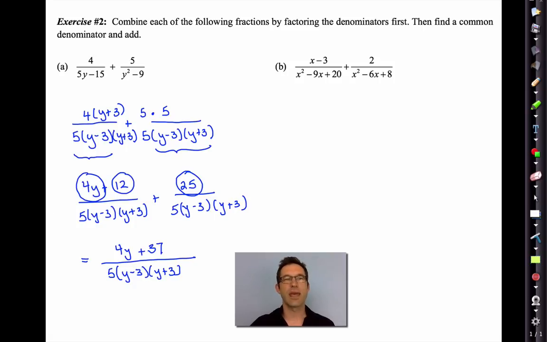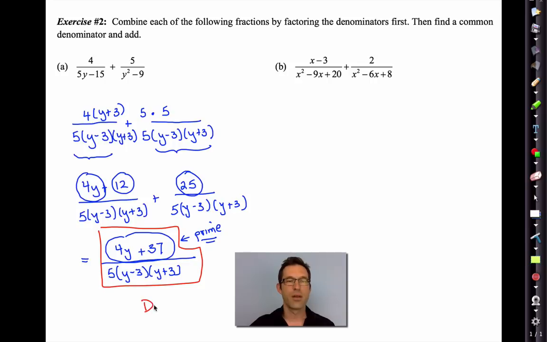Again, the question is, can we simplify it at all? Since we cannot factor 4y plus 37, this is what's known as prime. Since we can't factor it, we are done. That is as simplified as it's going to get. Done.